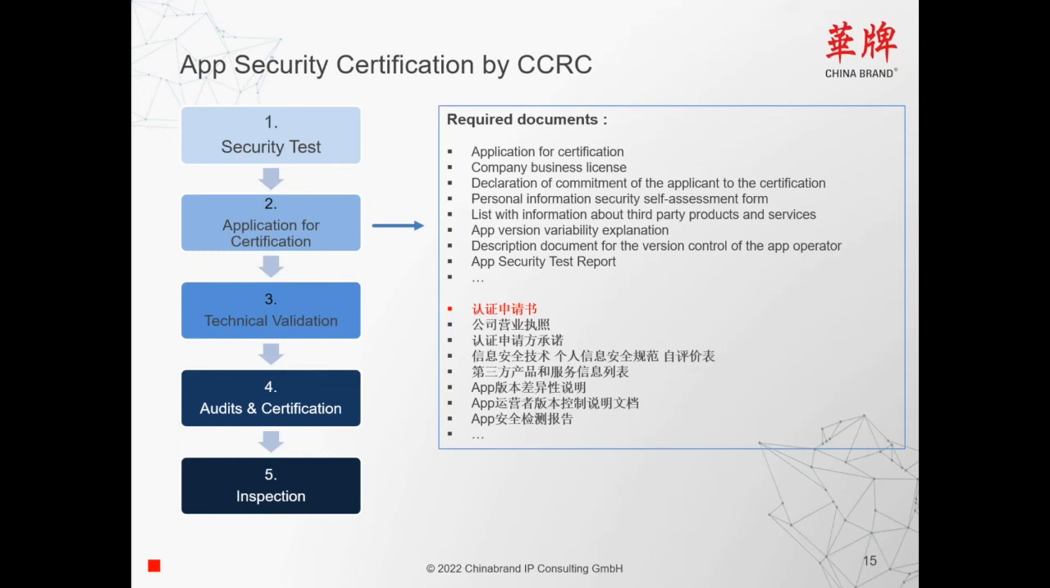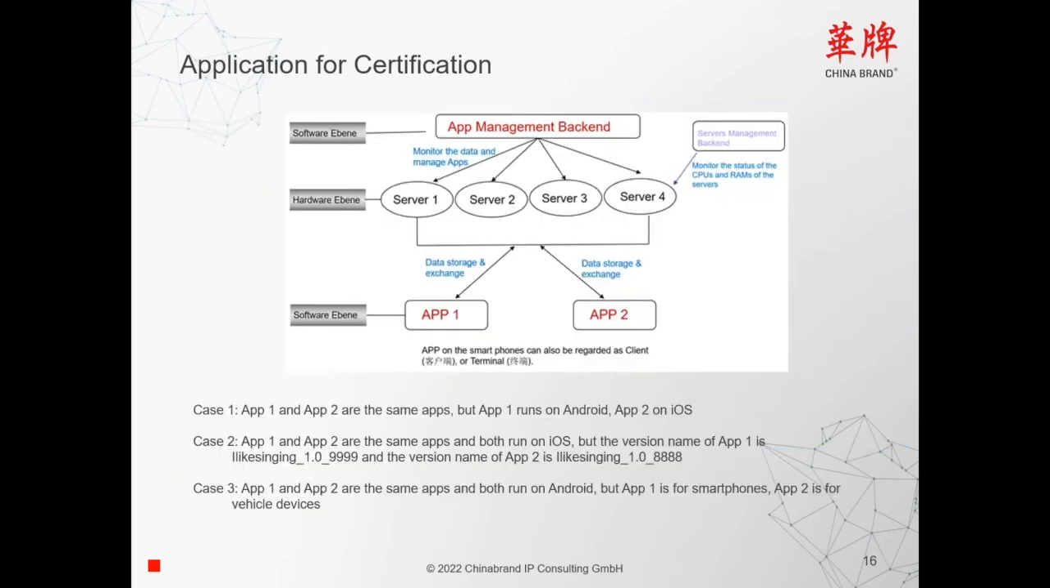In this context, I'd also like to address the question of how to determine the number of applications for certifications. And here, I have 3 examples. The first case is App 1 and App 2 are the same apps, but App 1 runs on Android and App 2 on iOS. In this case, App 1 and App 2 should apply for certification separately, as these 2 apps are published on different operating system platforms.